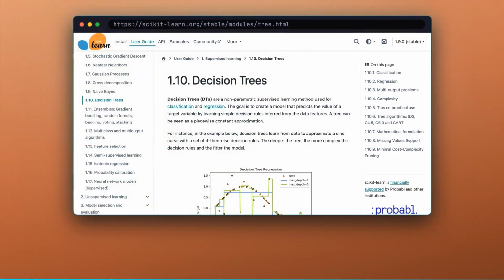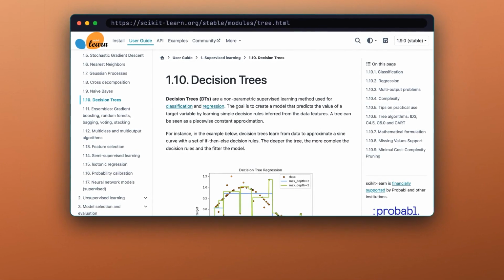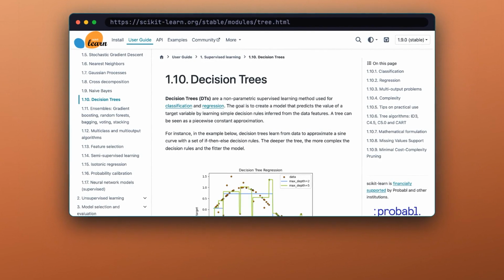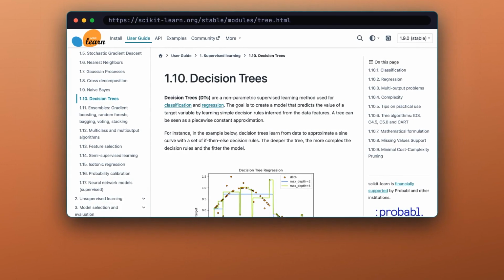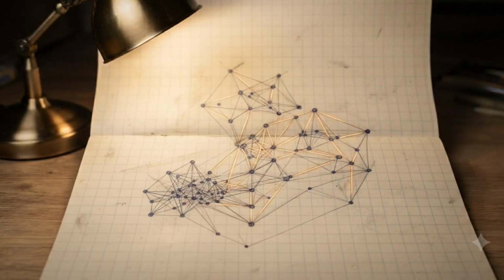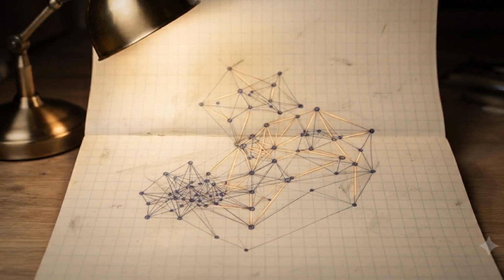3 places to go deeper, all beginner gold. StatQuest's decision trees and random forests videos are the friendliest explanations anywhere. Go watch them next. Scikit-learn lets you build a real, working tree in about 5 lines of Python. And Kaggle's Titanic dataset is the classic first project. Everyone's first decision tree predicts who survived.